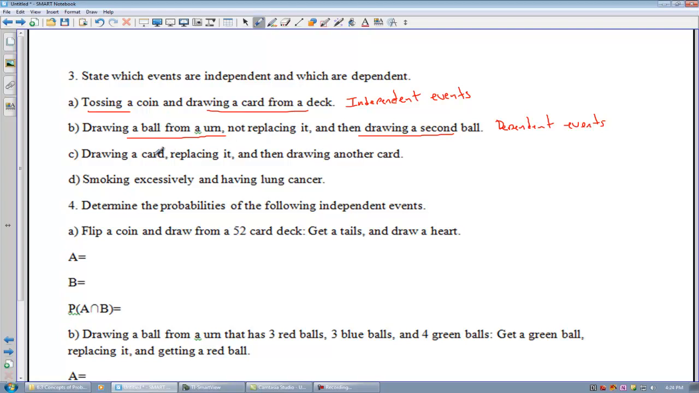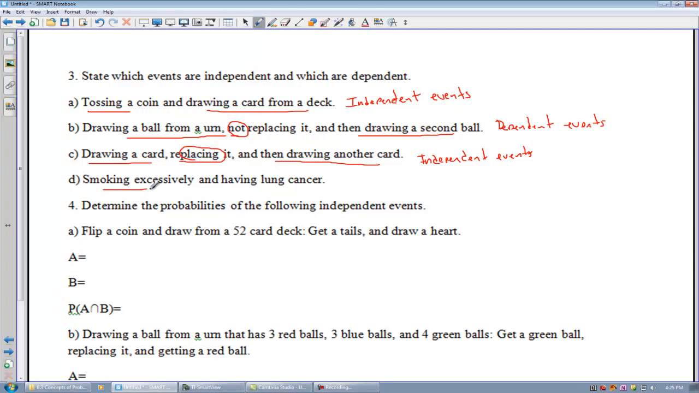So drawing a card, replacing it, and then drawing another card. Now, this is an example of independent events. You draw a card, but then you replace it, and then you draw another card. By drawing the first card, it's not going to affect the outcome of the second because you replaced it. Up here, though, you did not replace, so I made these two dependent events. Whereas if you replace it, you get independent events.